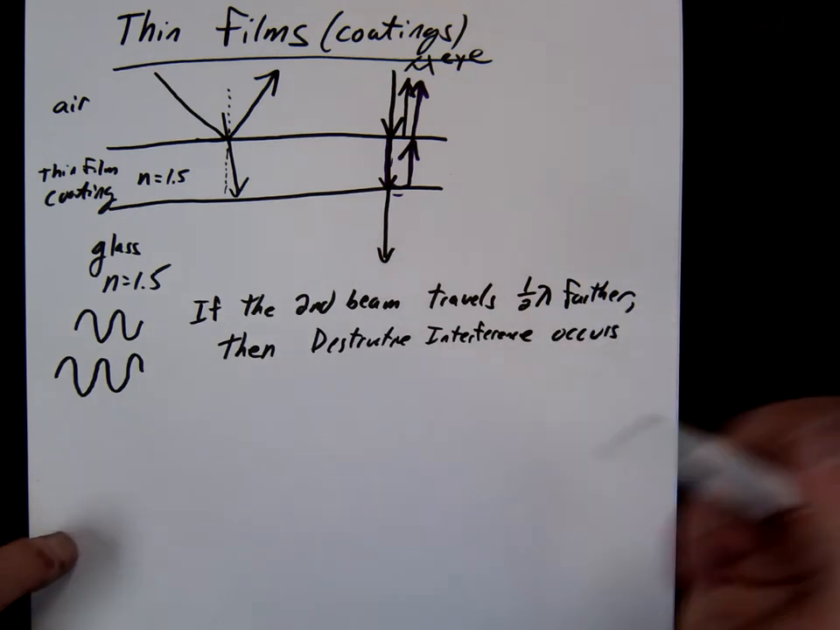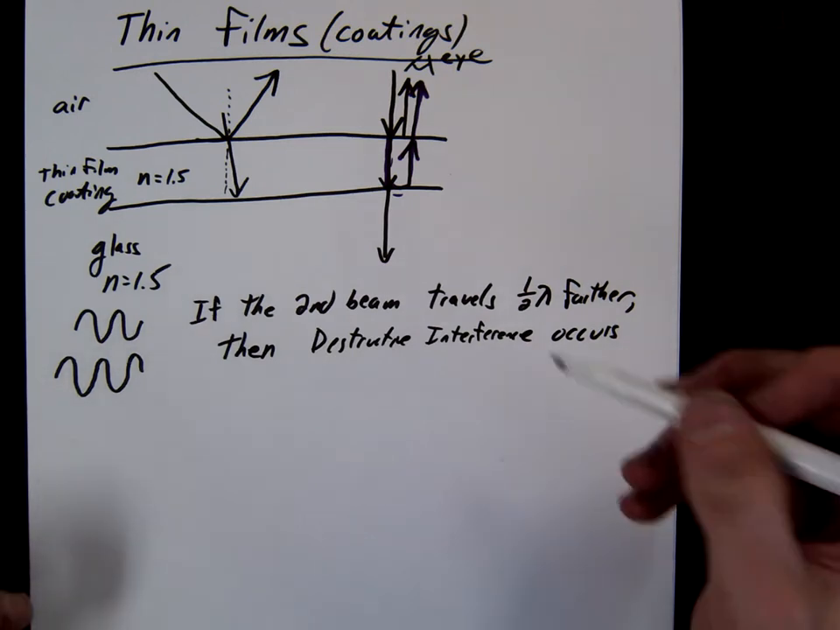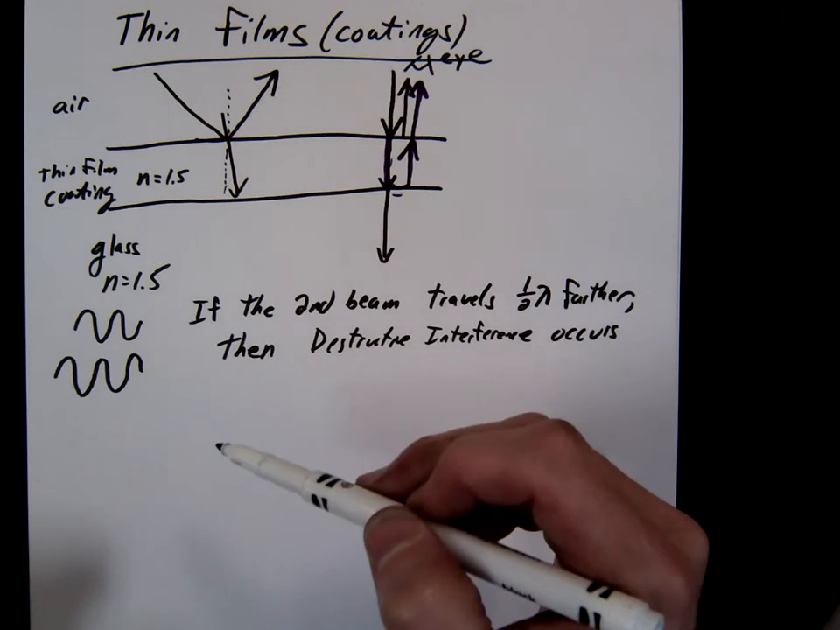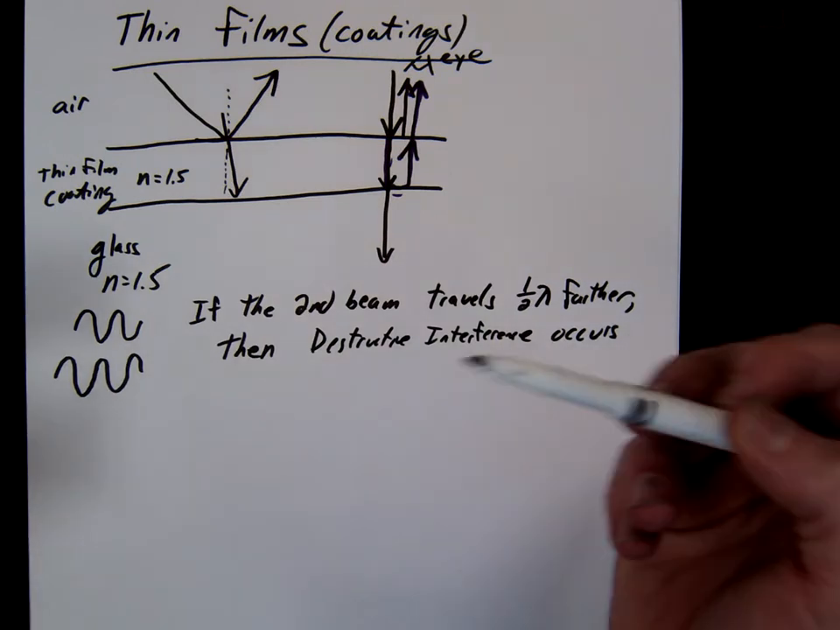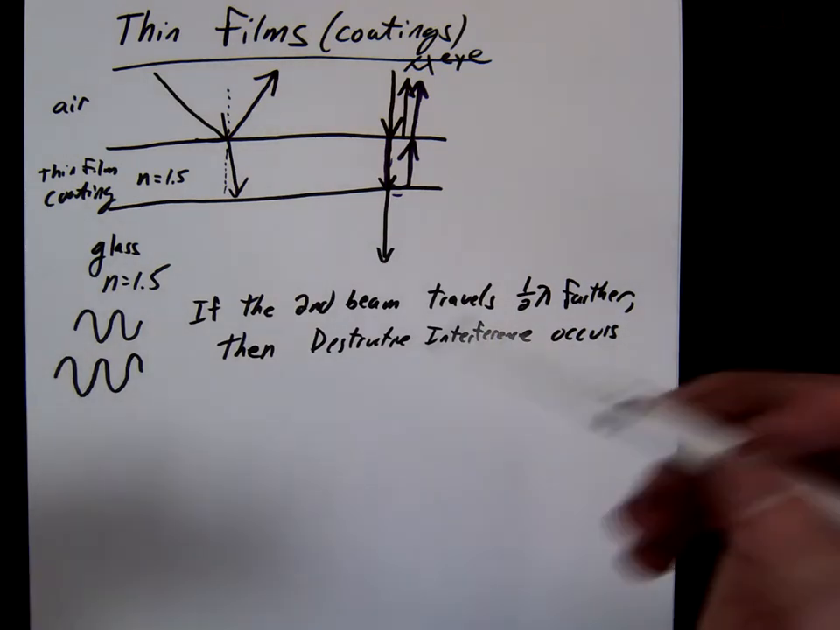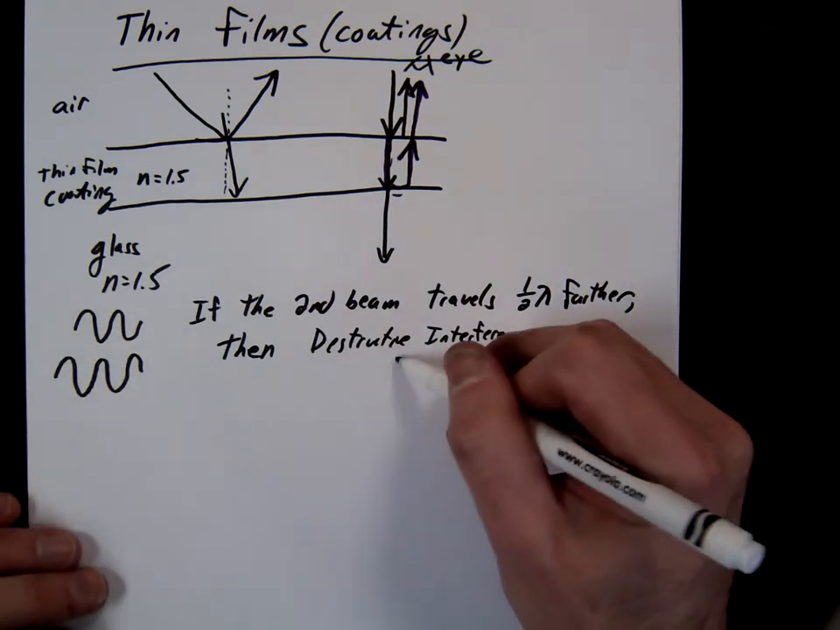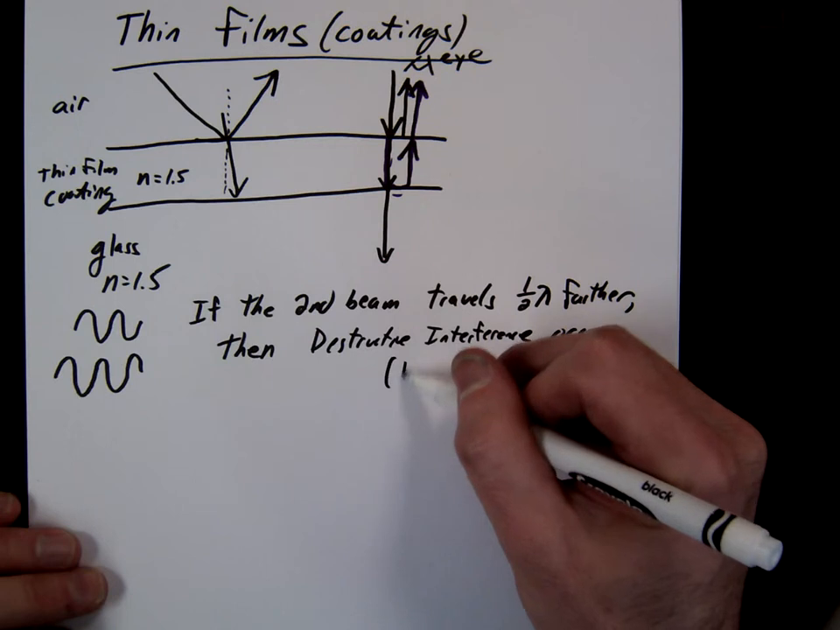Okay? In other words, if I were to send in a laser and that laser reflected exactly a half wavelength farther, I would not see a reflected laser. It would just be black. When I looked at it, it would just be black. Okay, so destructive interference, which means it would look dark.